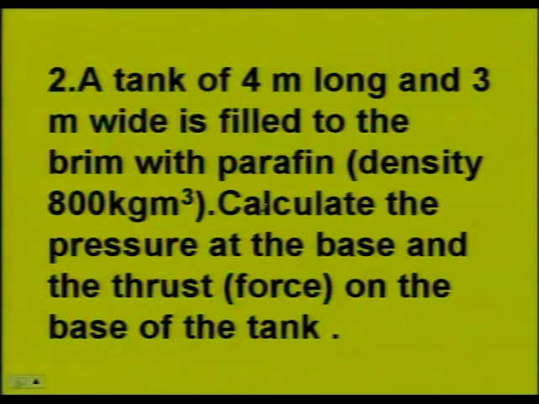For question number 2, you have 2 parts. Basically, it's asking you to calculate the pressure and also the thrust force on the base of the tank. Question number 2 reads: a tank 4 meters long and 3 meters wide is filled to the brim with paraffin, which has a density of 800 kilograms per cubic meter. You are asked to calculate the pressure at the base and the thrust force on the base of the tank.